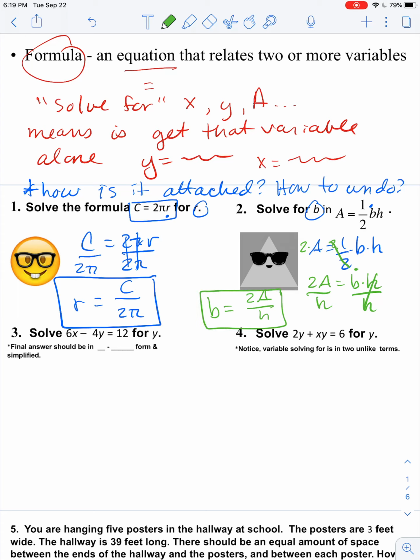And the little triangle guy is there because that's your area of a triangle. So you don't have to memorize those formulas. You just need to be able to practice moving the things within it around.